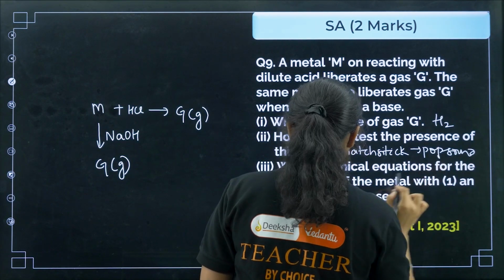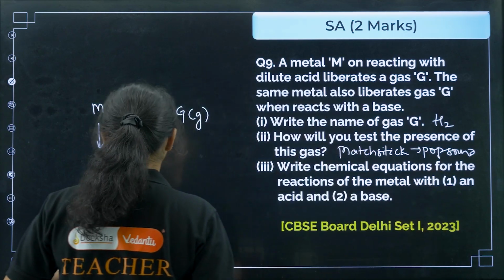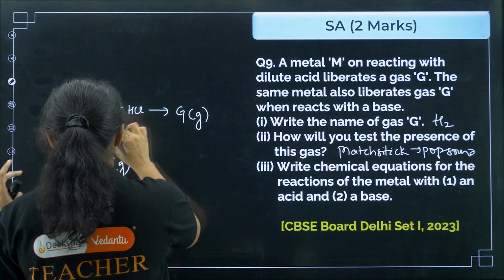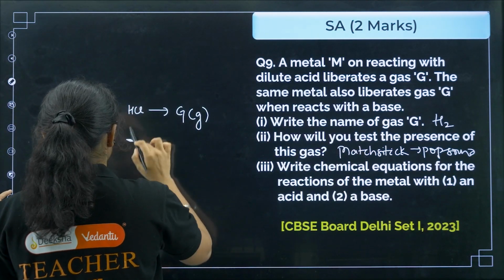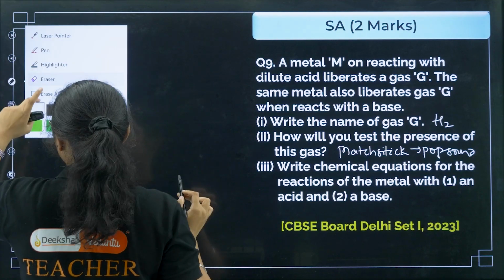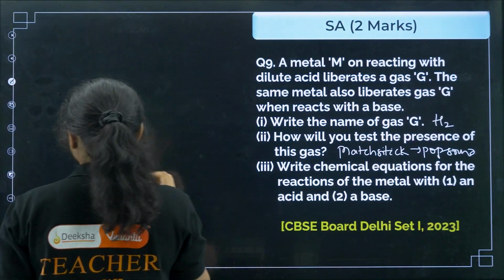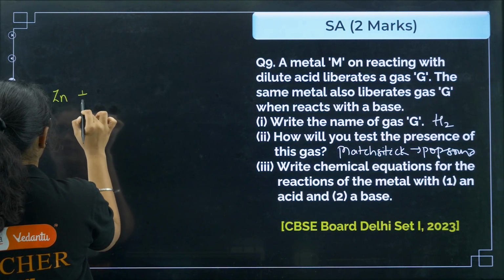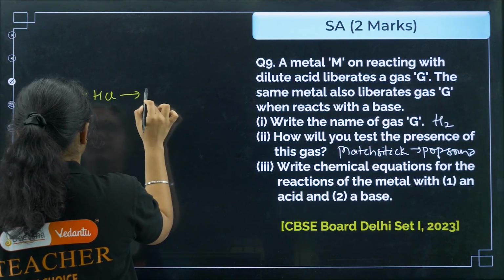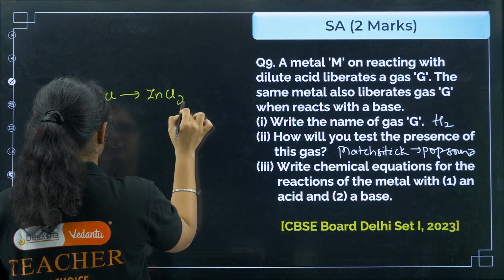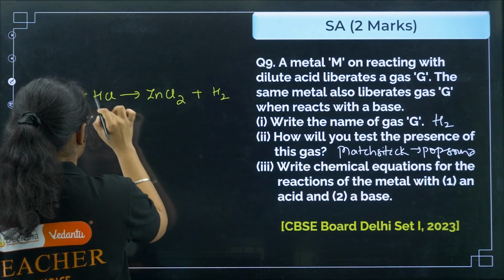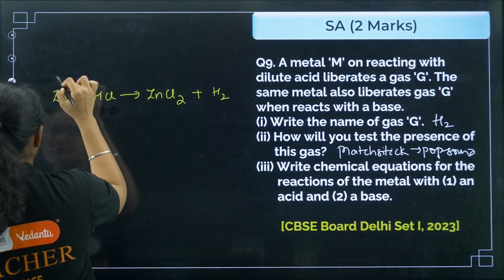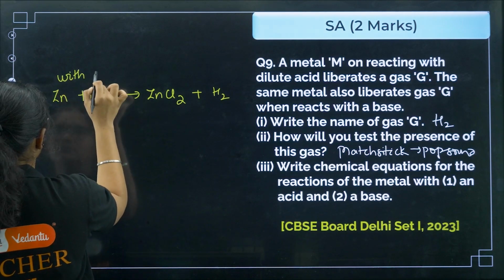Okay. Next, write the chemical equations for the reaction. So if I want to write some chemical equations here, we can write the example of Zn, a metal, reacting with HCl will give you ZnCl2 plus H2. Balance it, you can write 2HCl. This is with acid.